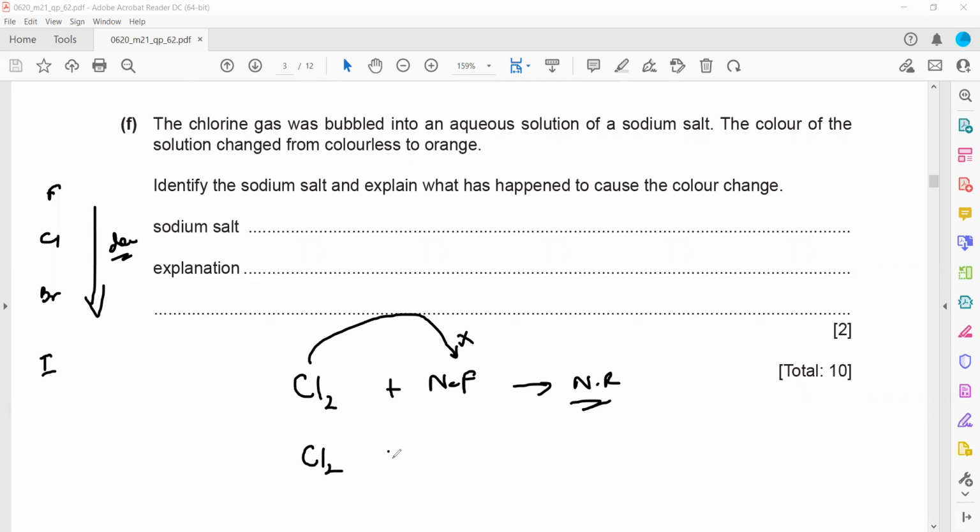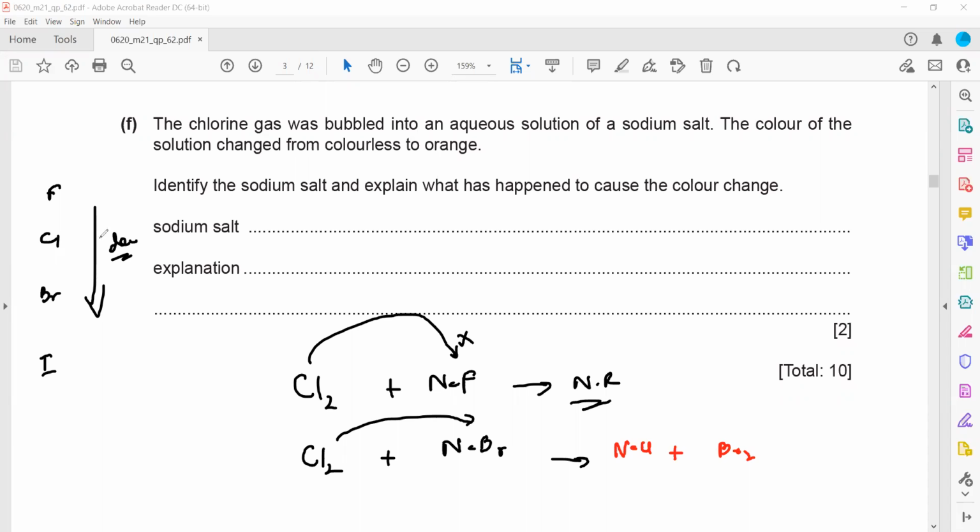But if we bubble chlorine through aqueous sodium bromide, because chlorine is more reactive, it will displace the bromine. As a result, what will happen? It will produce sodium chloride and bromine. And the same thing happens for iodine as well. If it was sodium iodide, when we bubble chlorine, it will also displace the iodine and form a yellow or brown solution.